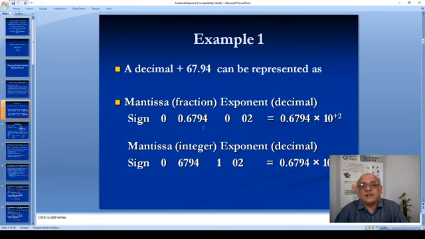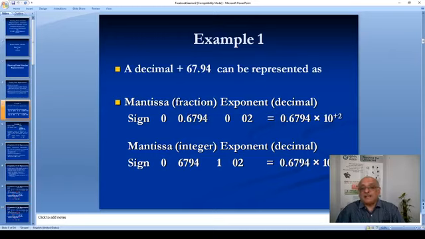Let's look at this with the help of an example. Suppose there is a decimal number 67.94. Now we want to represent it in mantissa and exponent form. Easily I can represent the mantissa as a fraction and the exponent as a decimal. This is how I can easily represent it. Now this has to be a fraction, so how will it look? The fraction will look like 0.6794, and that is what is represented over here.